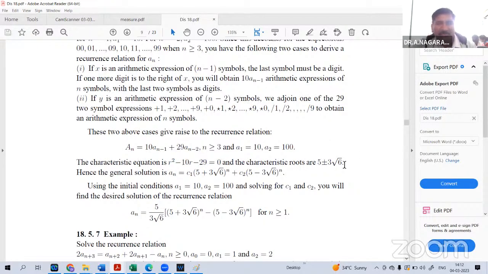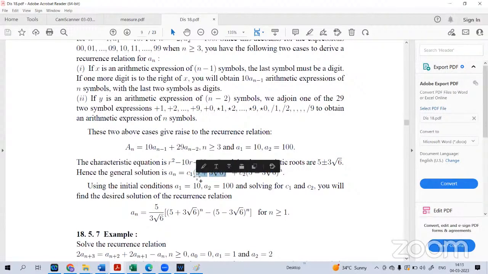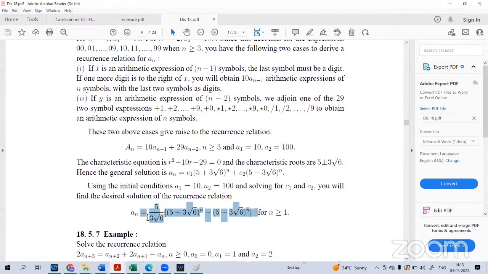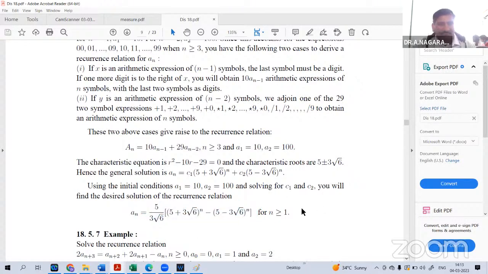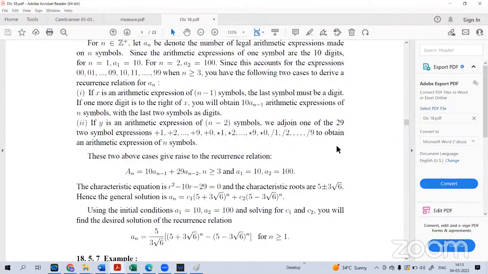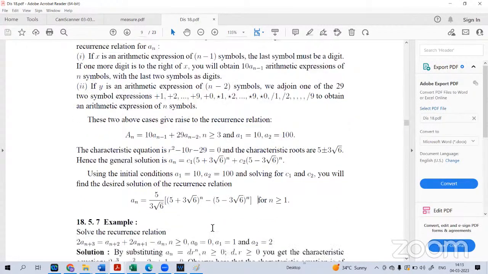So what happens? The roots are 5 plus or minus irrational roots. So the irrational roots also you should write with power n only. Now here the initial conditions are given, a_1 equal to 10, a_2 equal to 100. Just substitute and you can get the solution. Is it clear? Yeah, sir, finding the roots is like minus b plus or minus root. Yes, you can go by the same quadratic equation formula, minus b plus or minus root b squared minus 4ac by 2a.